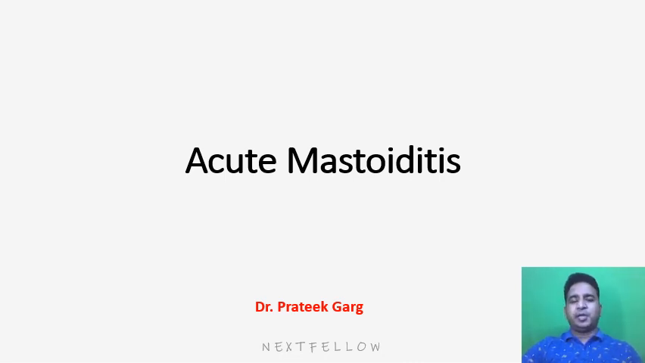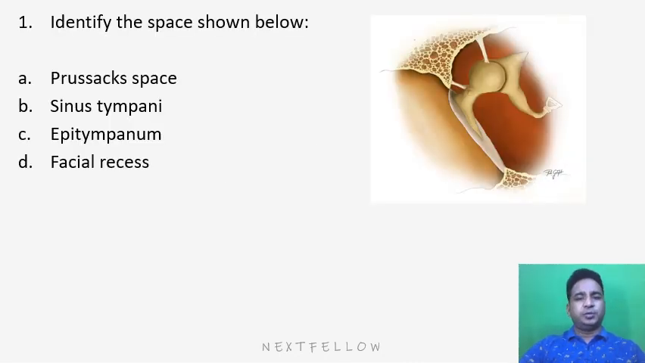Today we will study acute mastoiditis. By definition, we all know itis means inflammation, and mastoid means mastoid bone. So it is an acute inflammation of the mastoid bone. So let's start with the question.